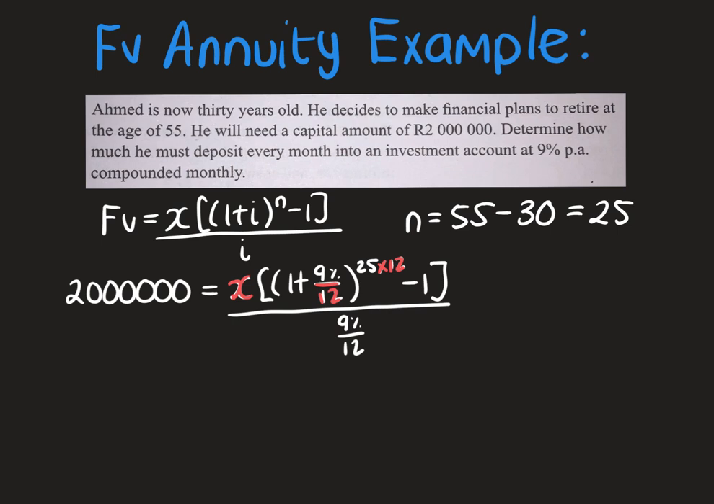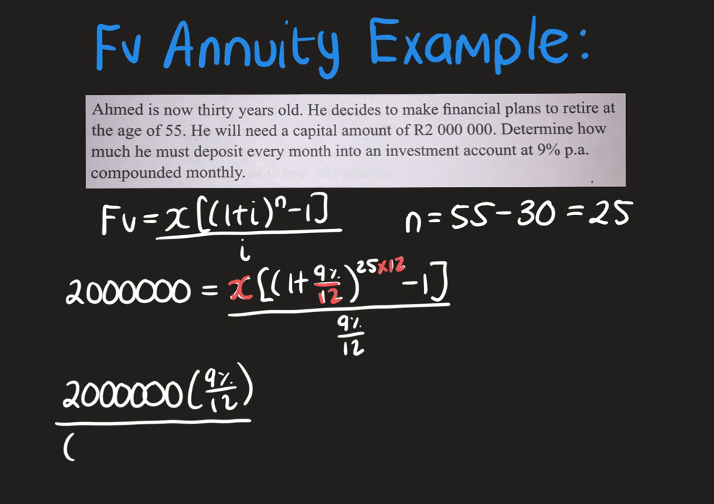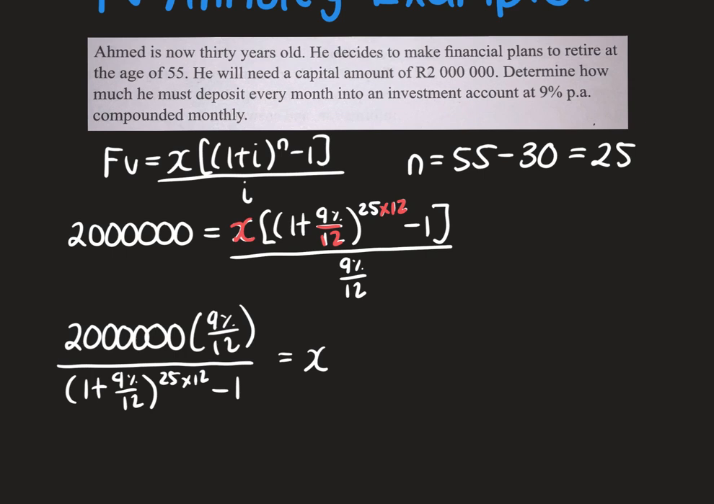Fantastic. So now we can go ahead and make X the subject of the formula. Just a little bit of algebra here, guys. We're going to bring the 9% over 12 up to the 2 million, and we're then going to divide everything by the big set of brackets at the top there, the 1 plus 9% over 12 to the 25 times 12, minus 1, equals X.